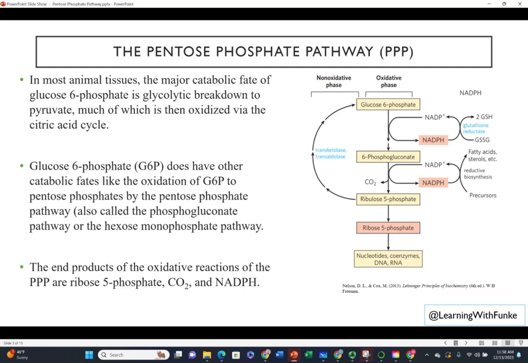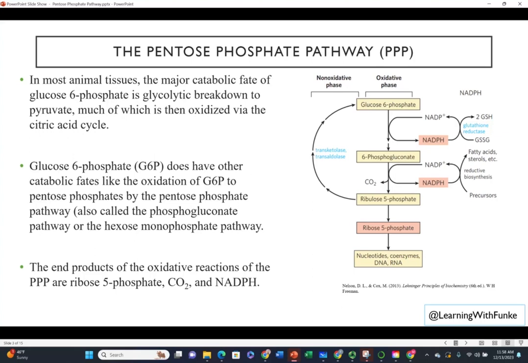And so one of the things that we need to know is, we've talked about glycolysis. If you haven't seen that video, please go back and watch the video. But we talked about how in glycolysis, we go from glucose to glucose 6-phosphate, and then that goes all the way down, through glycolytic breakdown steps to produce pyruvate, which then undergoes further oxidation in the citric acid cycle. However, that isn't the ultimate fate of G6P. G6P can also undergo other fates, oxidation of G6P to pentose phosphates.